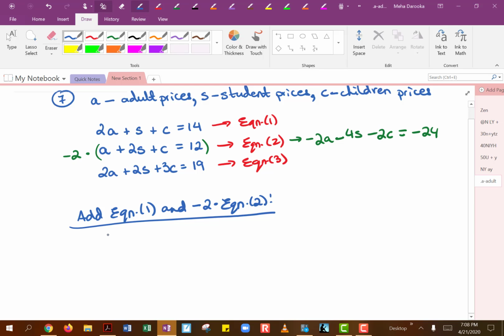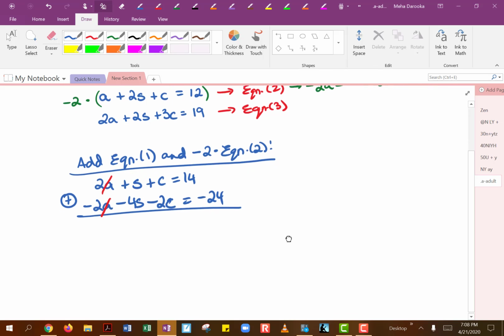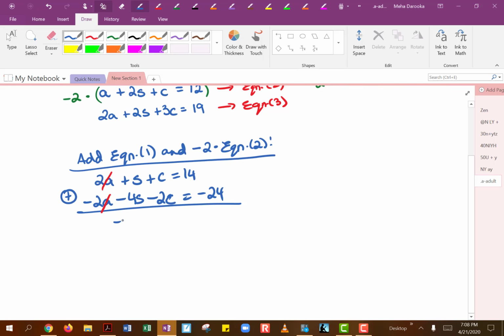So the first equation will stay the same, 2a plus s plus c equals 14. Equation 2, after we multiply it by negative 2, of course we have negative 2a, negative 4s, negative 2c equals negative 24. So when we add these together, your positive 2a and negative 2a cancel out. And then when we add the remaining terms, we will end up with negative 3s, negative c equals negative 10.